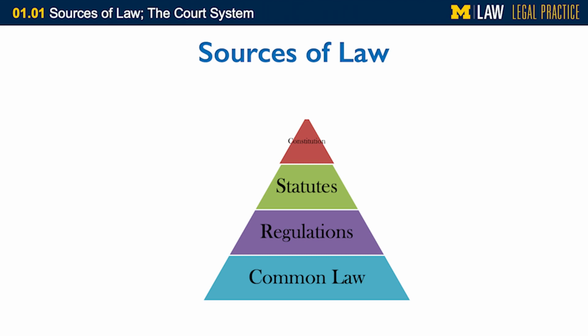In this video, I'm going to talk about the sources of law and the court system. There are 4 primary sources of law, including the Constitution, statutes, regulations, and the common law. Each state has its own set of these laws, in addition to that of the federal government.